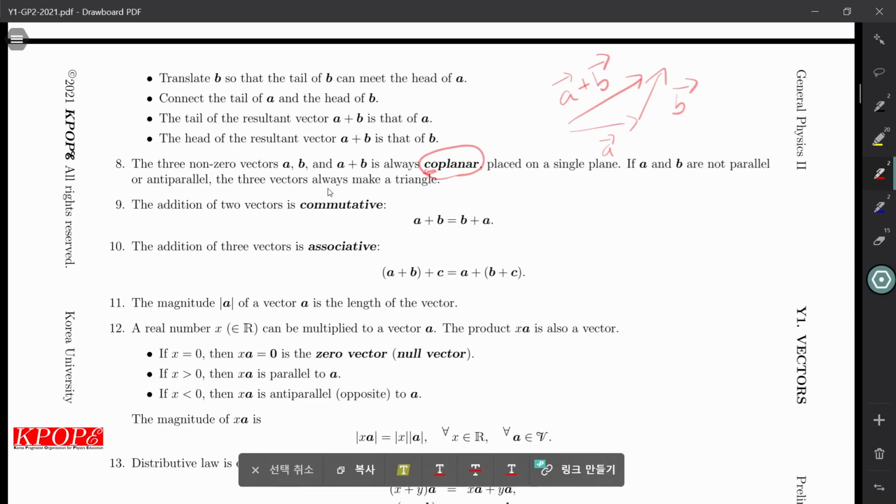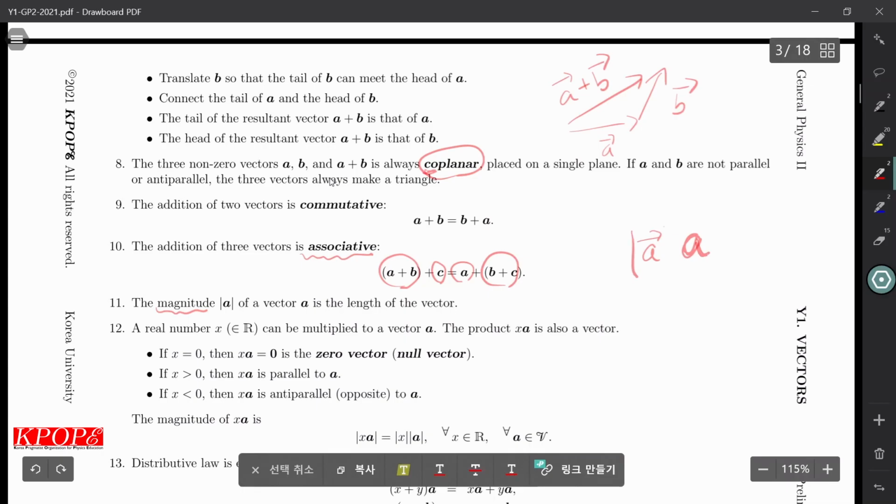Addition is also associative. You can change the order of addition. So you can add A plus B first and then add C to A plus B. Or you can add B plus C first and then add B plus C to A. These two values are the same. So we say this is the associative law. In magnitude, we have either |A| or bold-faced A, and magnitude is expressed as the absolute value of a vector. So that is the length of a vector if we draw the vector in an arrow form.